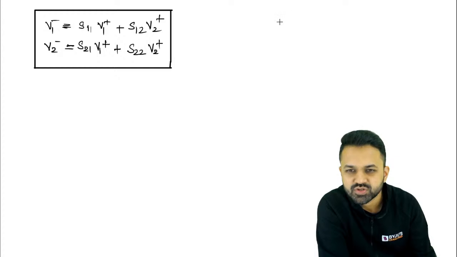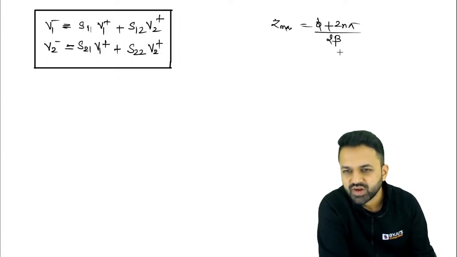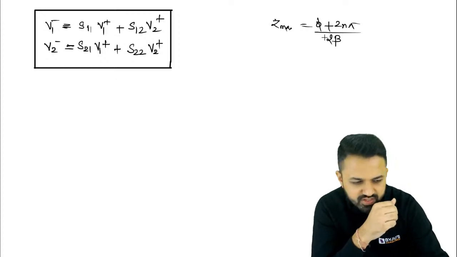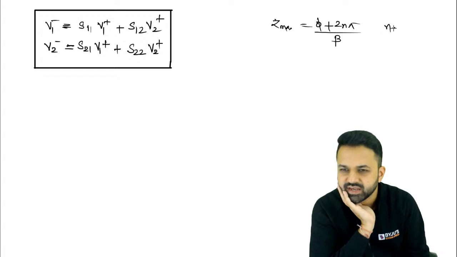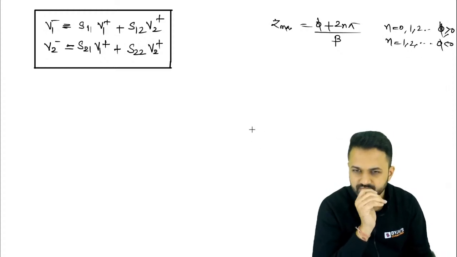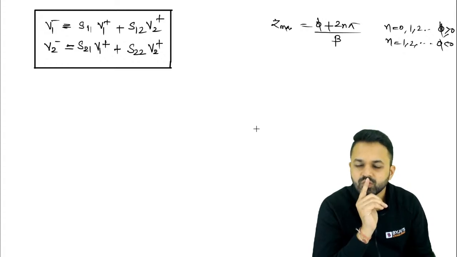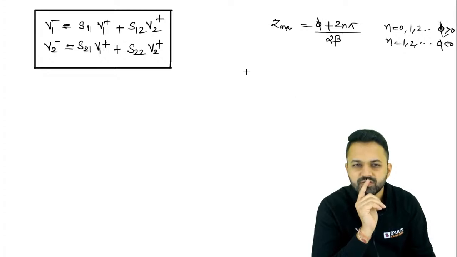Okay Akanksha, you were asking about the formula, so let's look at the formula for the maximum once. The formula for the maximum is phi plus 2n pi upon 2 beta, for n equal to 0, 1, 2 and so on for phi greater than or equal to 0, and n starts from 1, 2, 3 and so on for phi less than 0. This is 2 beta z equals phi plus n pi.